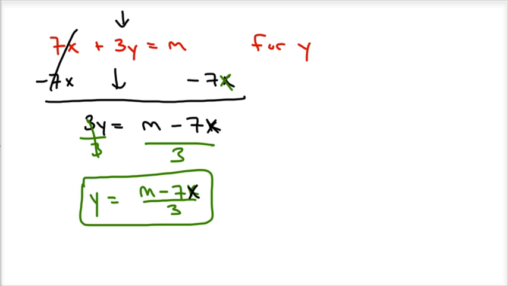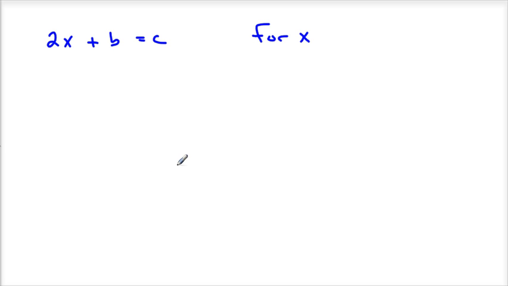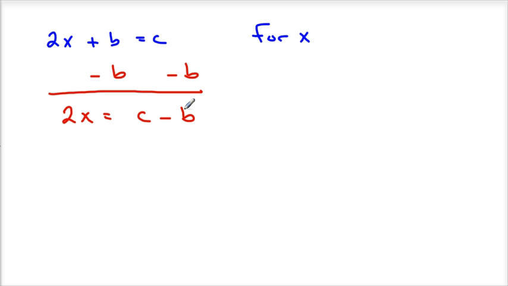Okay, let's take a look at another one. 2x plus b equals c, solving for x. This is very similar to the first one. What would be my first step here? Subtract b from both sides. Good, subtract b from both sides. So here I have 2x equals c minus b.